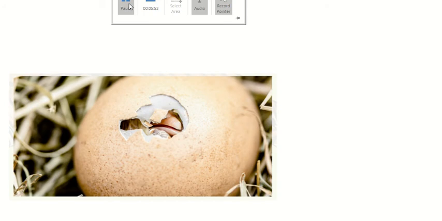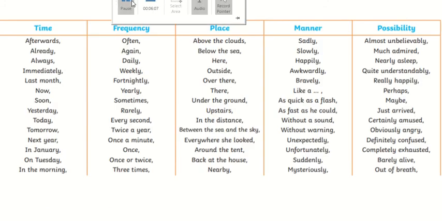So here's the first picture. We have a little baby chick inside an egg. So let's think about a fronted adverbial that we could use to describe this picture. Let's go back to the word bank. So I think for this one, I would try to look at a manner, so how the little chick is coming out of the egg. So let's have a look.